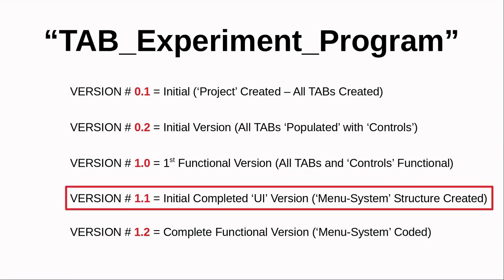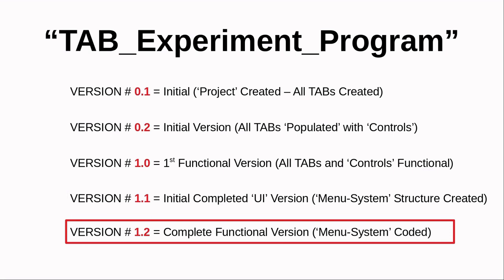Version 1.1 included the uncoded menu system as part of the user interface, so the menu system itself was not actually functional at that point. Version 1.2 represented the first version that fully implemented all of the intended program elements and included all of the final elements of the user interface.